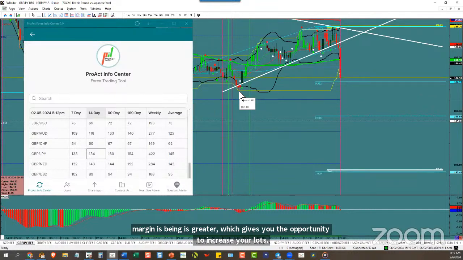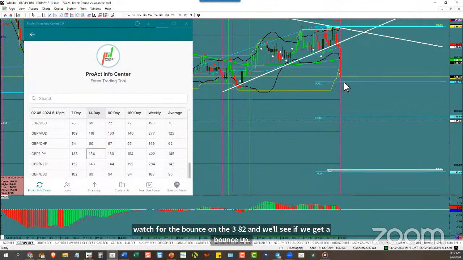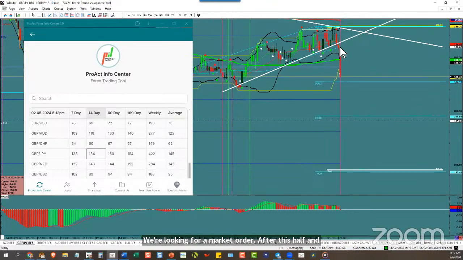All right, watch for the bounce on the 382, and we'll see if we get a bounce up. We're looking for a market order after this half. And when this candle closes, it's got one more minute. I'm going to pop a fib from the swing high of the candle to the swing low. I'm going to find the 50%, which is halfway. Before you enter, let it center halfway. And I can put a sell limit on that line.